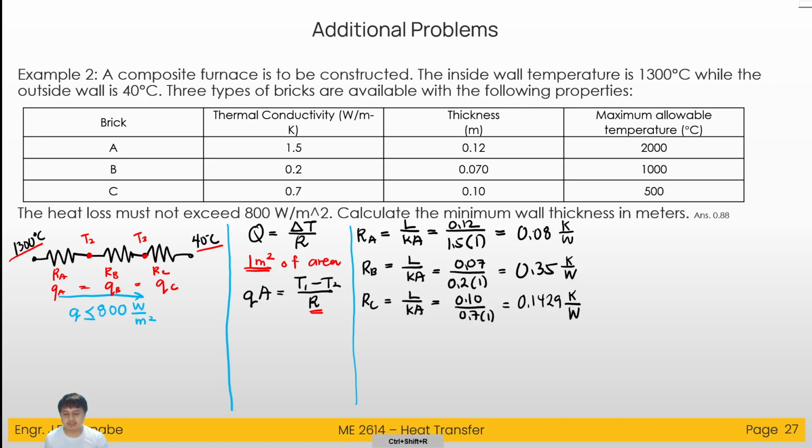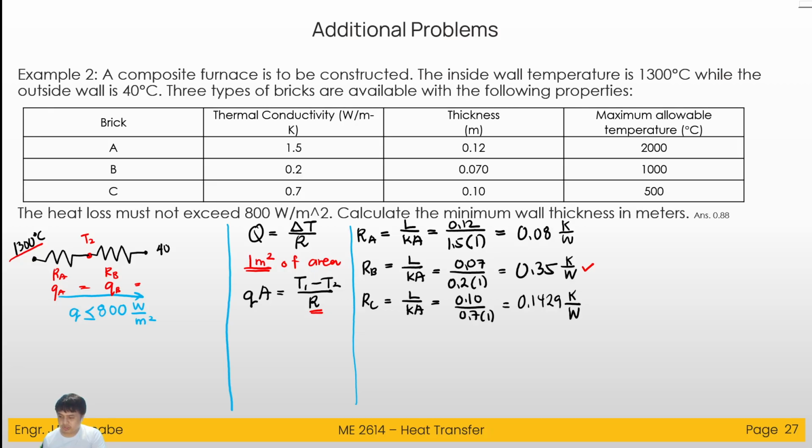So the higher the resistance, the better it is as a material. So we can see that this is the best material to use, but the problem is it doesn't have that flexibility with its allowable temperature. So we should use RA until it reaches 1000 degrees, and we can use this all the way. So we don't really need RC. In reality, we don't need the brick C, so we will only use brick A and brick B.